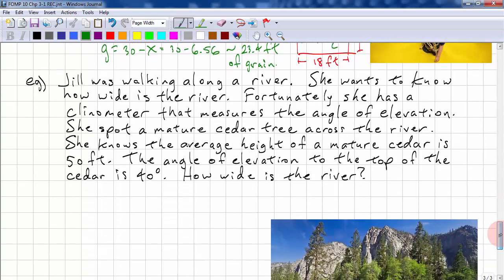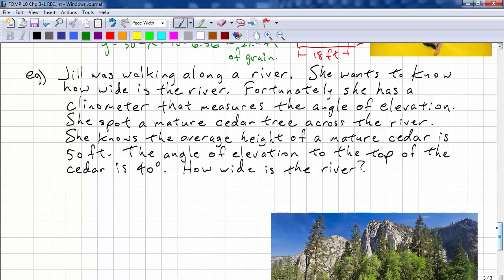Let's look at the next problem. Jill was walking along a river. She wants to know how wide the river is. Fortunately, she has a clinometer that measures the angle of elevation. She spots a mature cedar across the river. She knows the average height of the mature cedar is 50 feet. The angle of elevation to the top of the cedar is 40 degrees. How wide is the river?